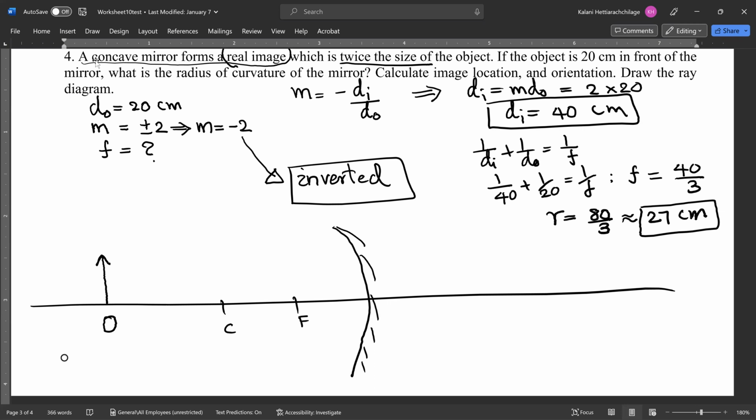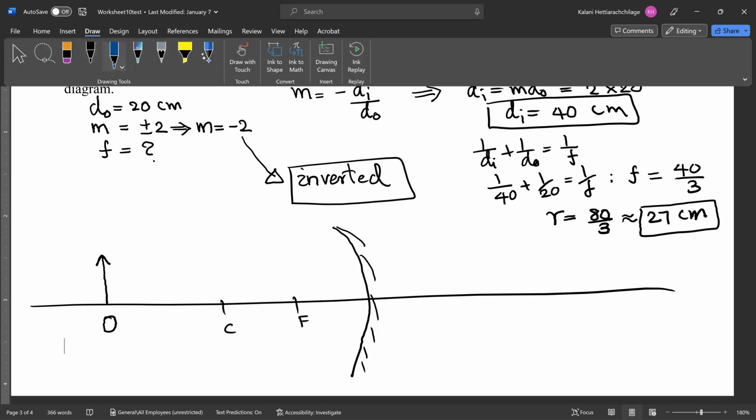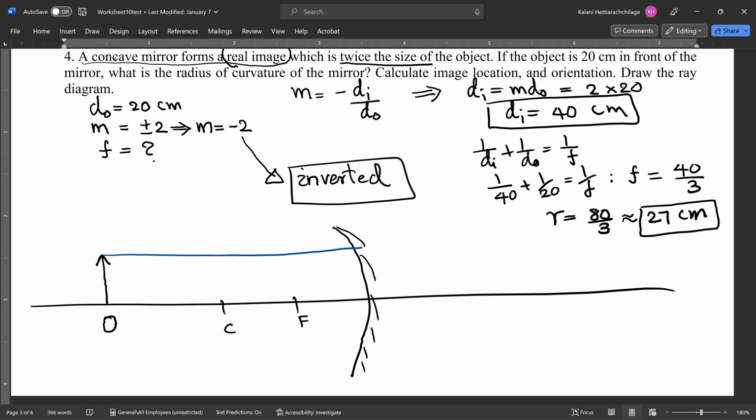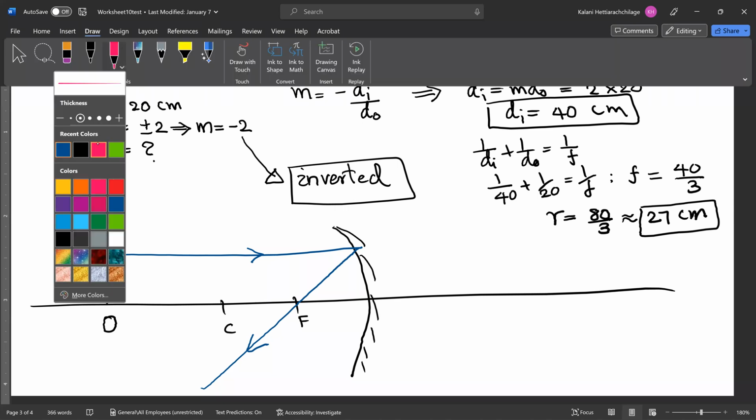So let's draw your first ray. It's difficult to draw it. I'm going to take the blue, and the first ray I'm going to draw will be my straight light. So that will be reflected back through the focal point, right? So through the focal point, I'm going to draw this line here, right? This is the reflection. And the other one I can use is the same ray that I have drawn for the convex mirror earlier, right? Go to the center.